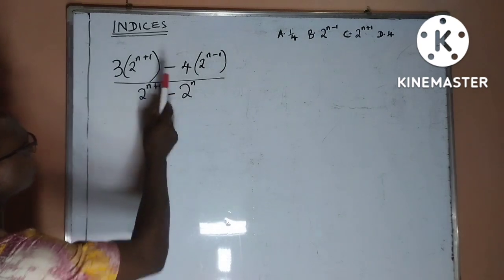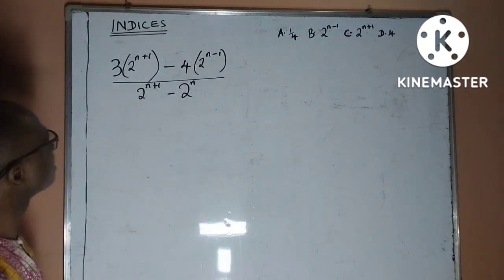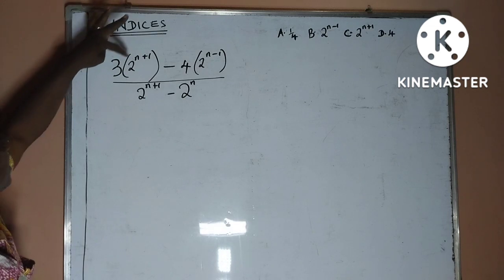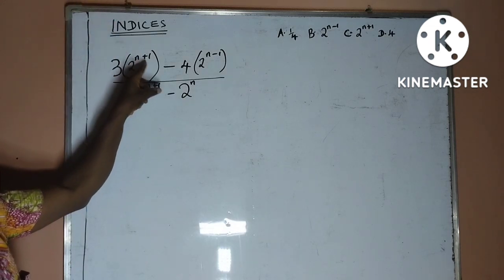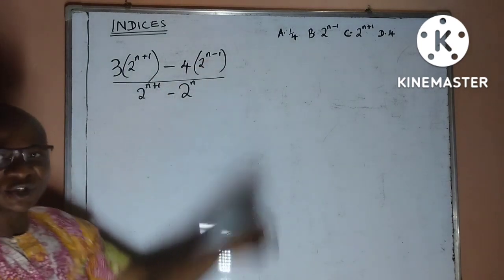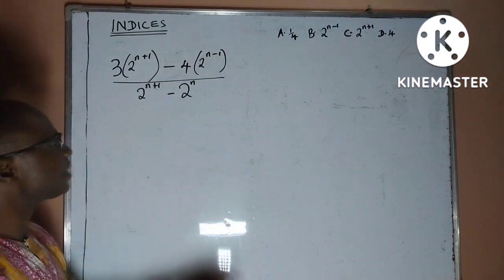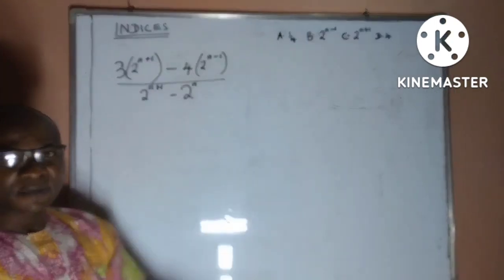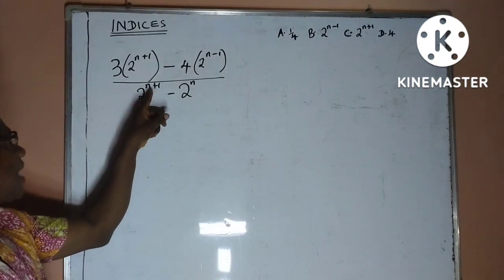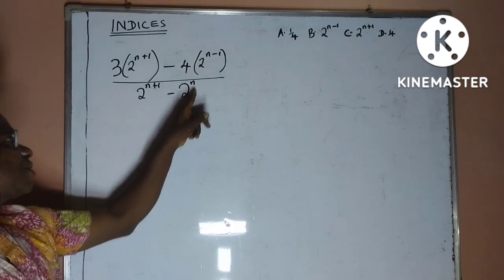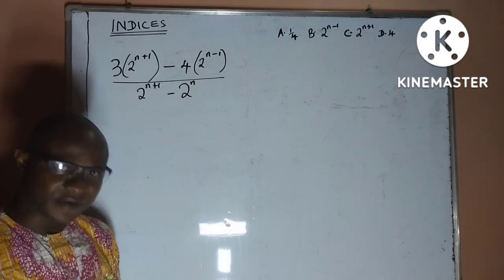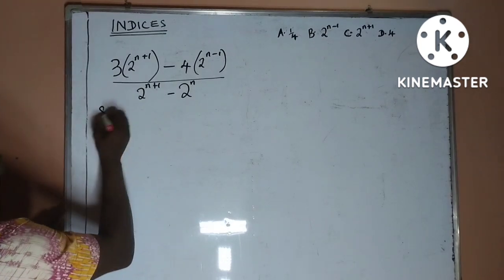Today we shall be solving this indices question. I have in the question 3 into the bracket open 2 raised to the power n plus 1 bracket close, minus 4 bracket open 2 raised to the power n minus 1 bracket close, everything all over 2 raised to the power n plus 1 minus 2 raised to the power n. This is a JAMB question. Let us solve it.